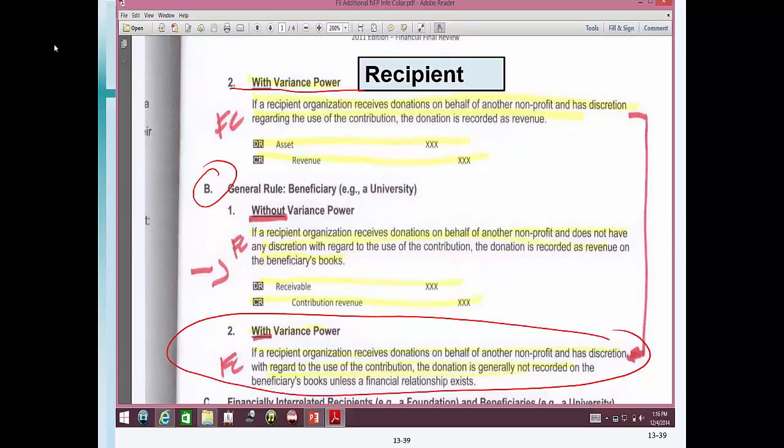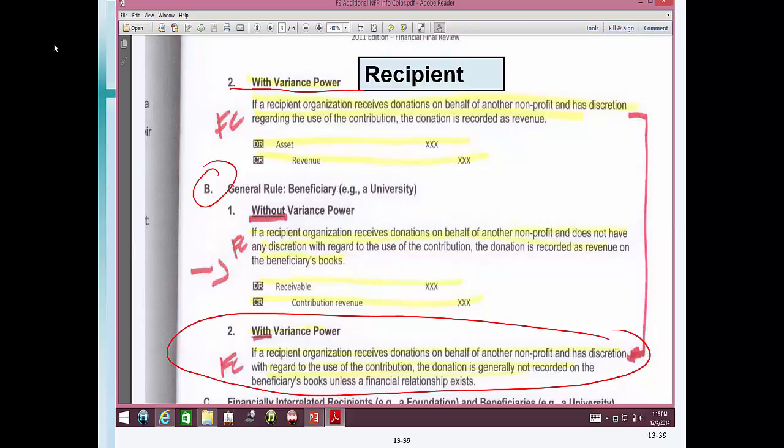Okay, good. Now, there's the potential that the recipient will get the money with variance power. In other words, we won't tell United Way who to give it to, right? And if that's the case, now we're back up here dealing with the recipient's accounting.